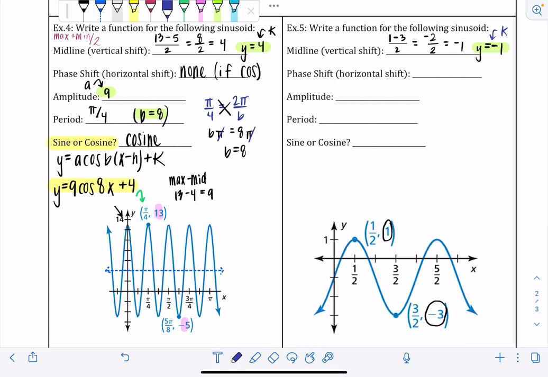And then before we decide on phase shift, we really want to pick sine or cosine. So if we look at where we're starting on the y-axis, so at 0, actually I'm going to backtrack and draw the midline in, but it looks like we are starting at the midline. So we'll add our midline in. It was y equals -1. So that blue line. And now that we have it, we can see that at 0, we're starting at the midline. So we're going to use sine because sine always starts at the midline.